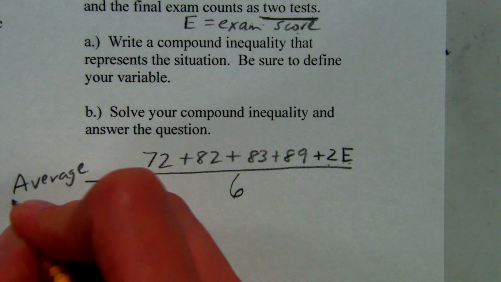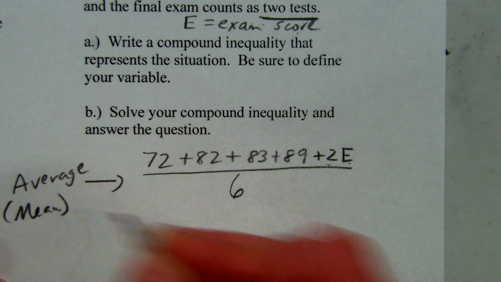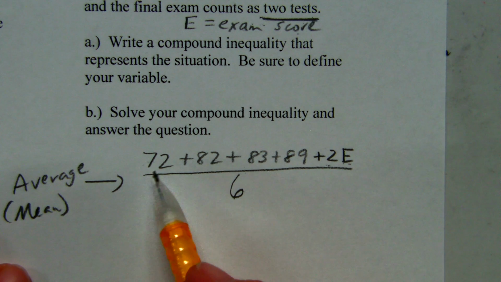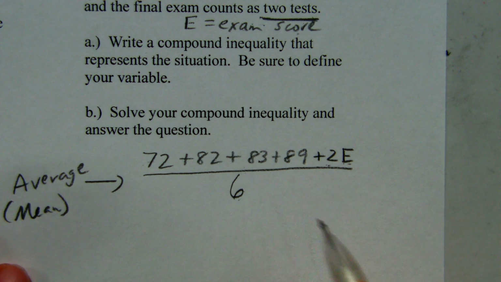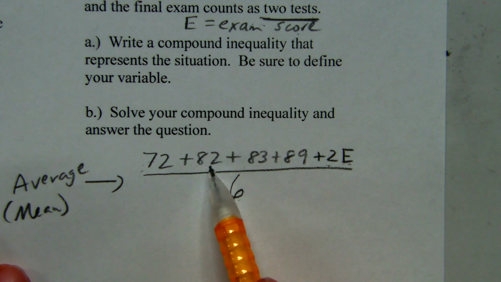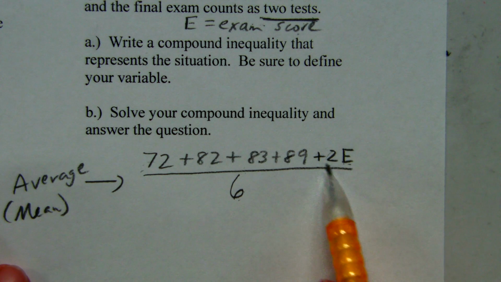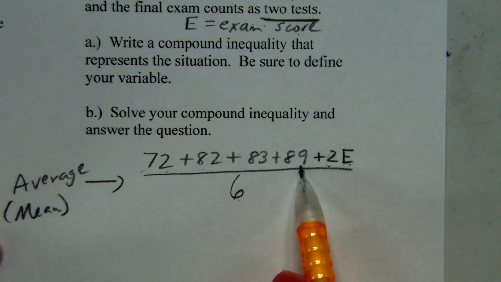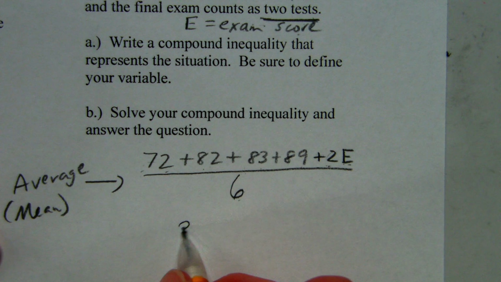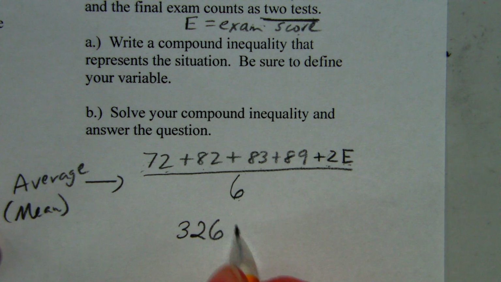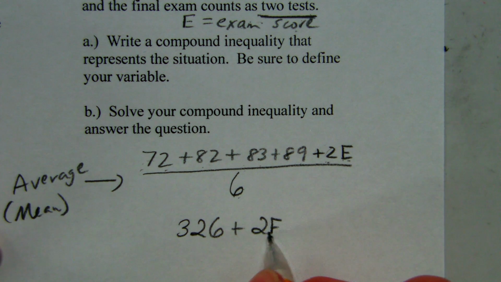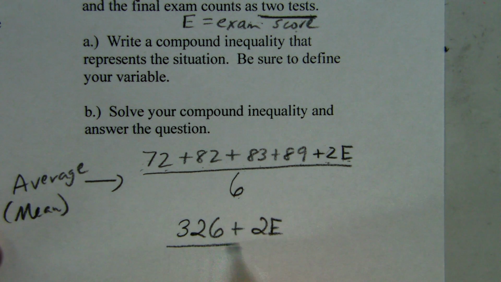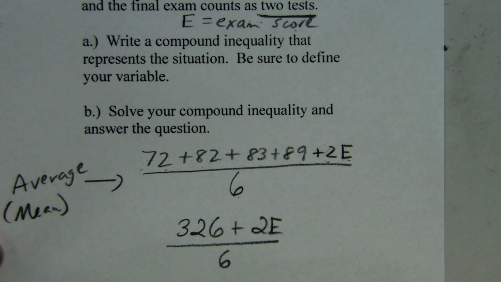It's like the good old-fashioned mean that you've done before, where you add it all up and then divide by how many there are. So let's add up all of these except for the 2 exam scores, because we don't know what the exam is. So if I add up 72, 82, 83, and 89, which I did on my calculator, I get 326, and then I have to add that double exam score, and all of that's getting divided by 6.